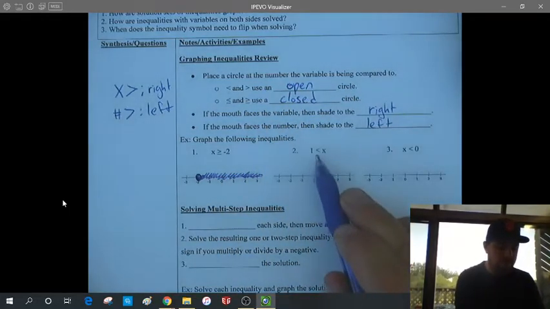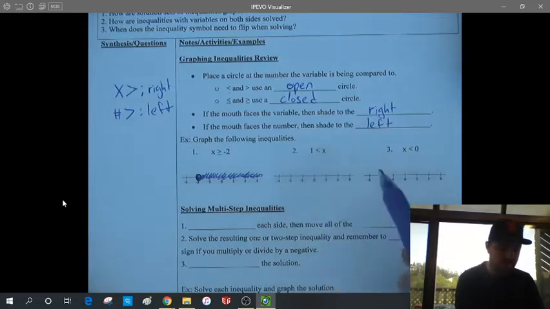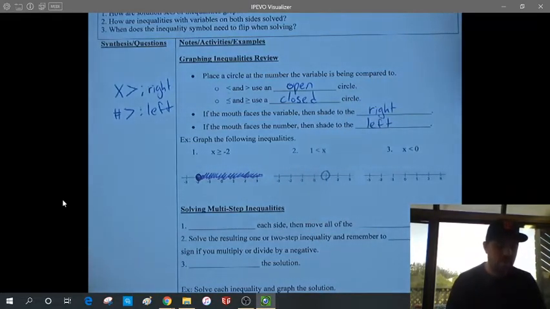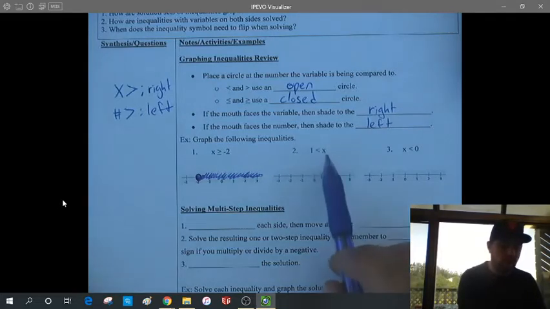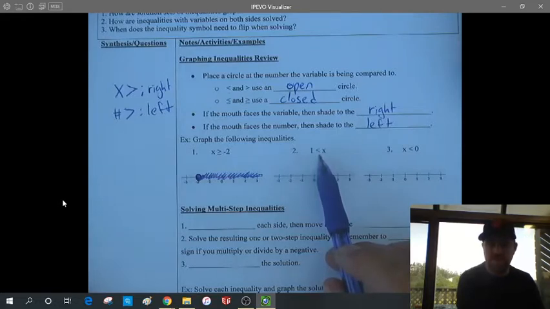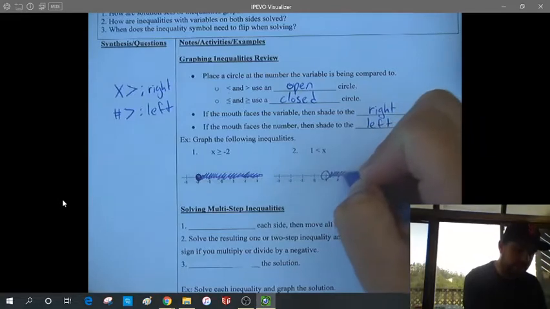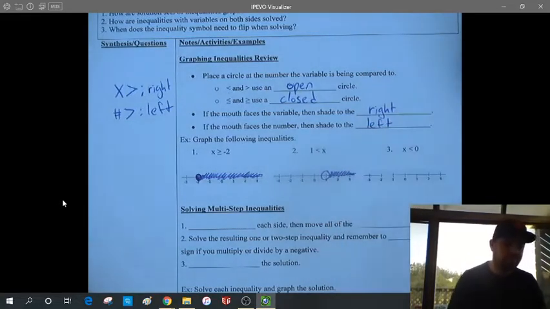Okay, the next one, 1 is less than x. So I find 1, it gets an open circle this time because there's no or equal to. And remember, it doesn't matter which side of the inequality sign the variable is on, or which way the symbol is pointing. What matters is whether the mouth is trying to eat the variable or the number. In this case, it's trying to eat the variable again, so this is going to also shade to the right.